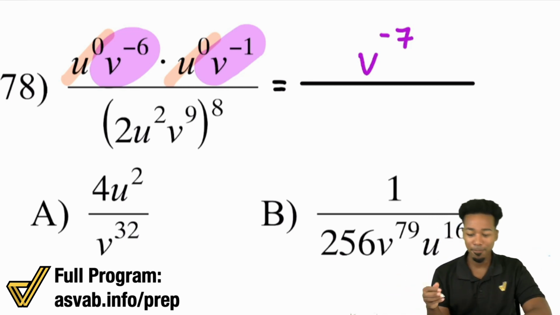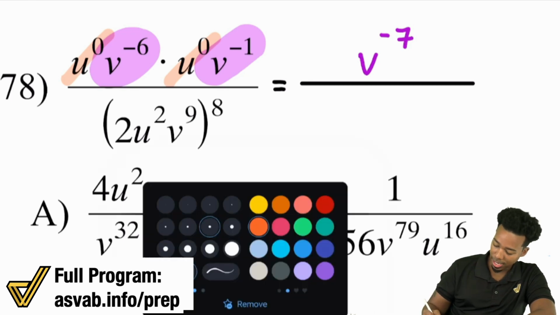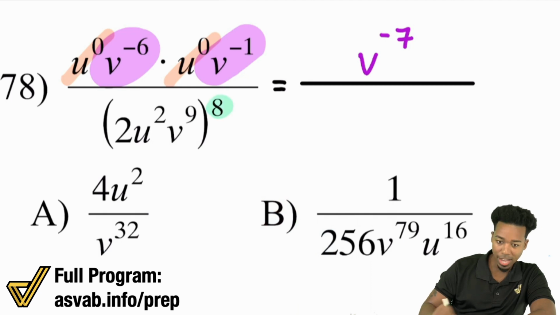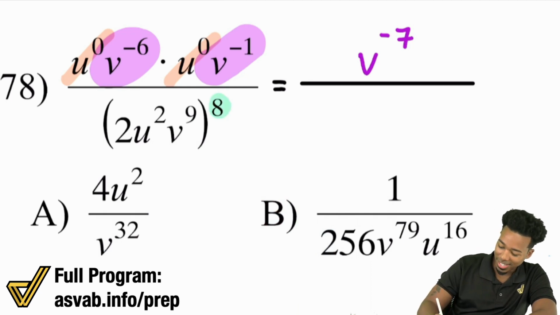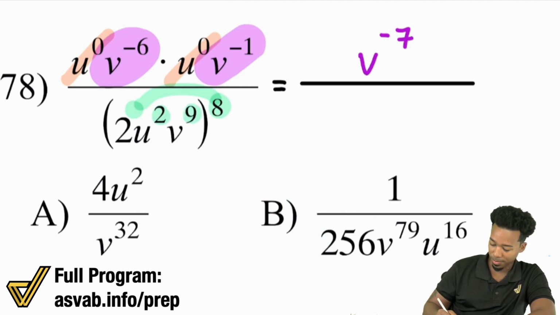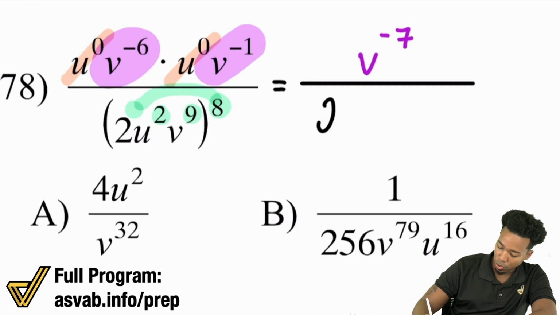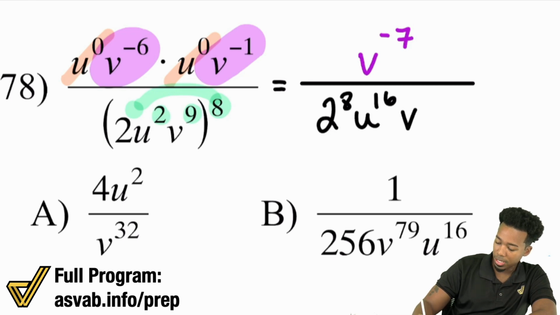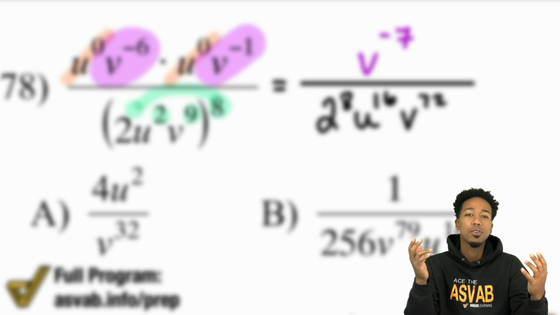And so from here, let's go ahead and expand this exponent. Let me change the color here so you can see it better. Let me try some flashy green, I guess. So here, this 8 is going to distribute to this exponent, and this exponent. And so what we'll have, my party people, is going to be 2 to the power of 8 times u to the power of 2 times 8, which is 16, v to the power of 9 times 8, which will be 72.